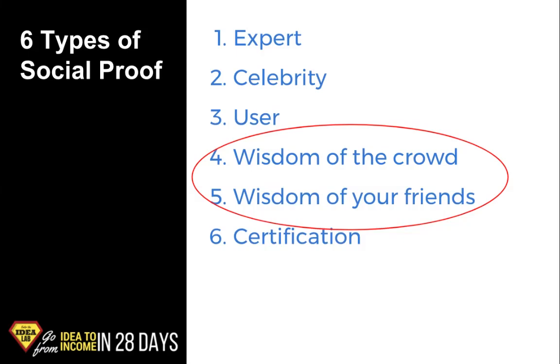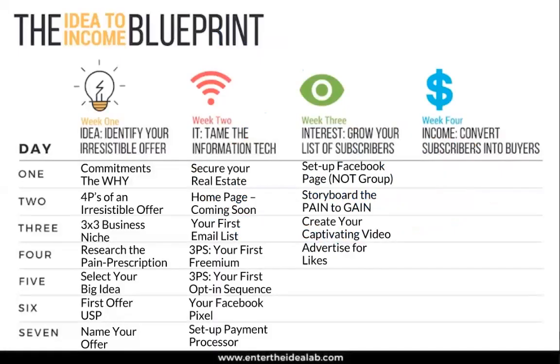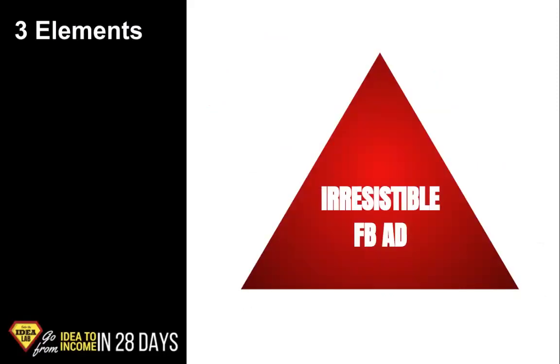That's the strategy. So pull out your idea to income blueprint and add on today's action step, which is advertise for likes. Okay. Now let me show you what you need to be careful about when you are designing your Facebook ad. You want to design it so that it becomes irresistible, so that out of the 100 people that see your ad on Facebook, 80 people like it. That's what we want. So that's an irresistible Facebook ad.